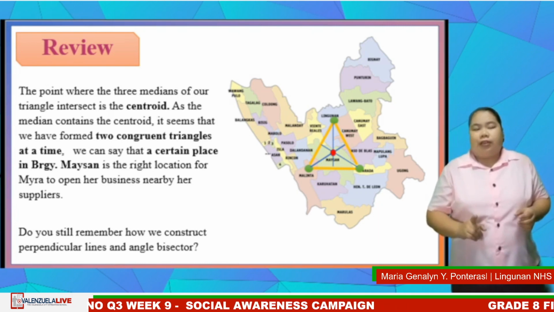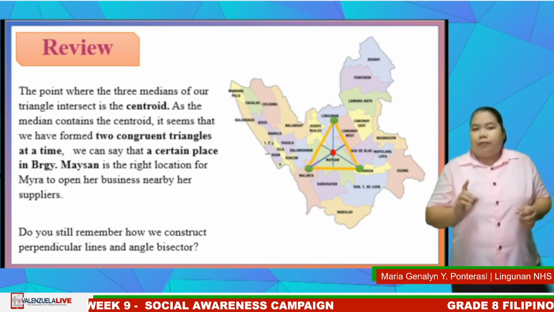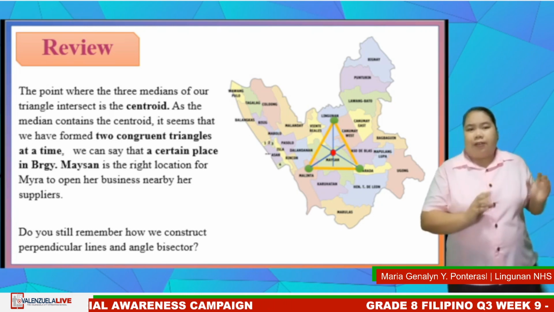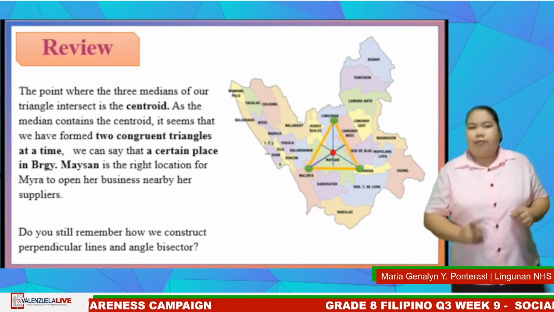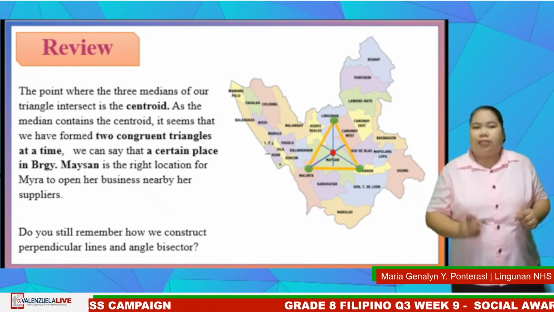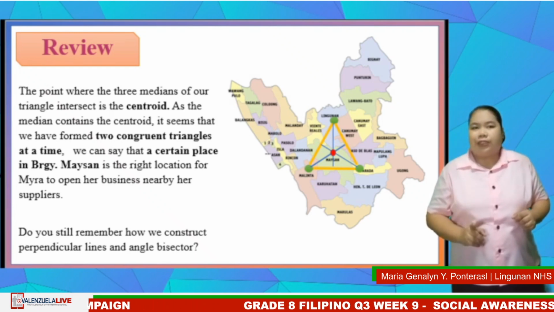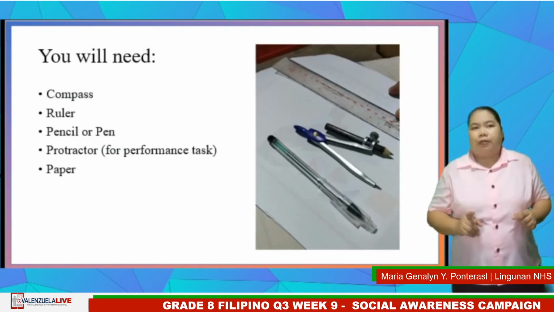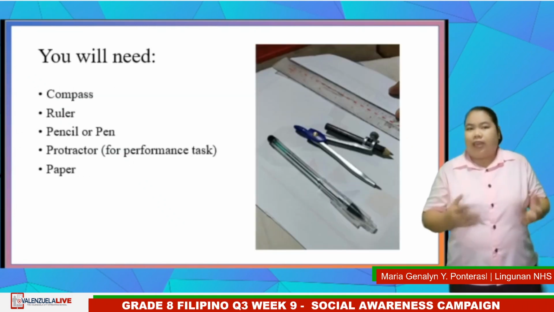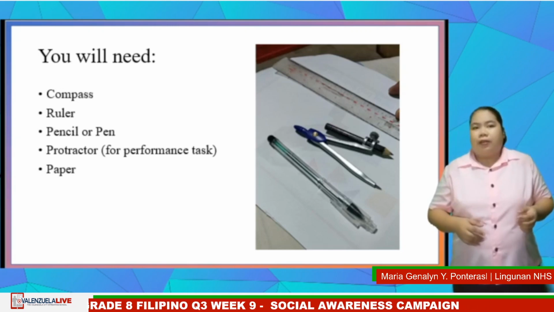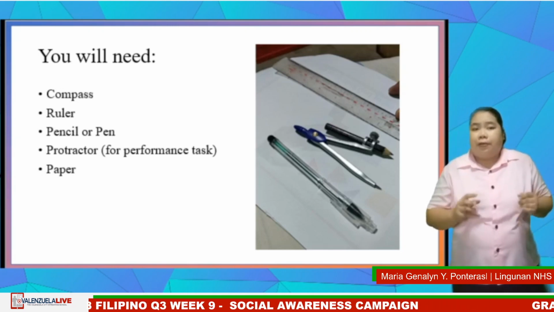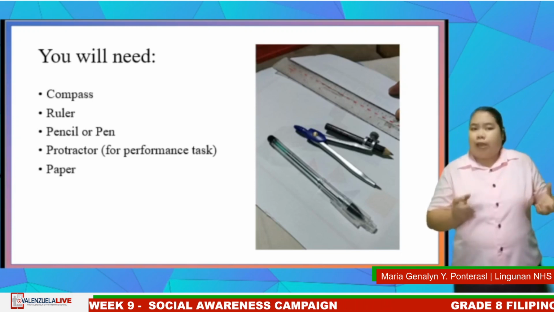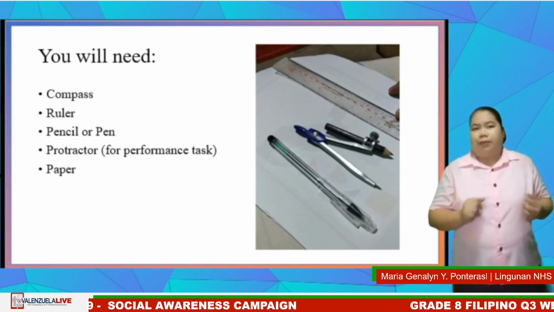As you can see, we have perpendicular bisectors and angle bisectors in our figure. Do you still remember how we construct perpendicular bisectors and angle bisectors? Let us have our materials. In the next slide, you will need compass, ruler, pencil or pen, protractor for our performance task, and paper.